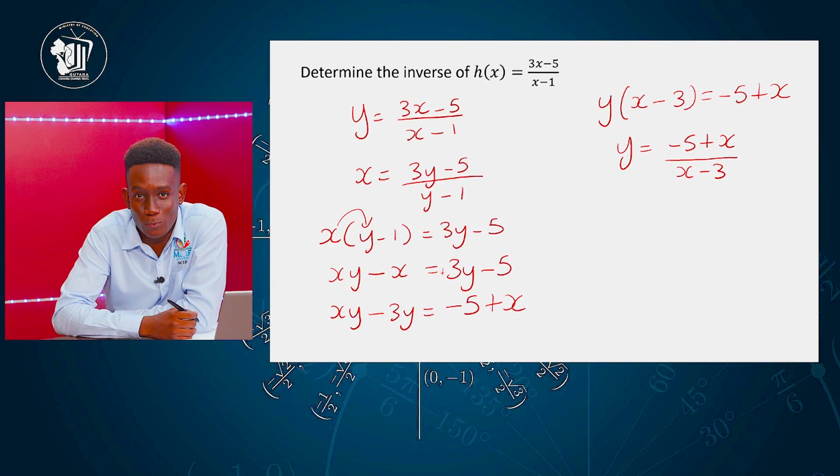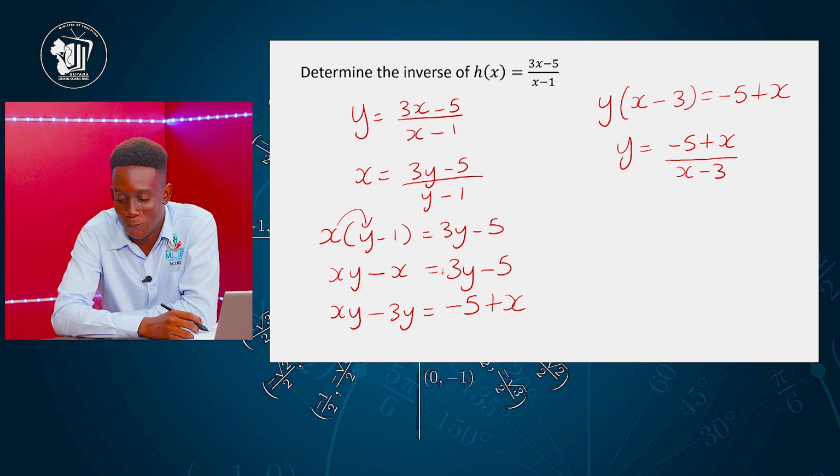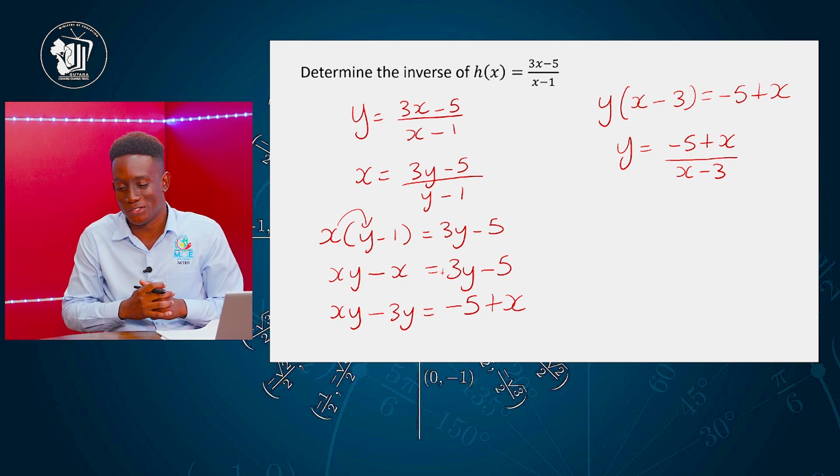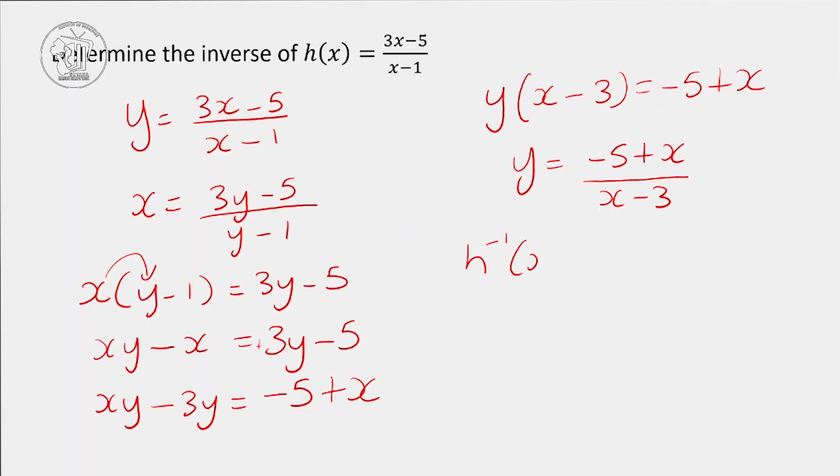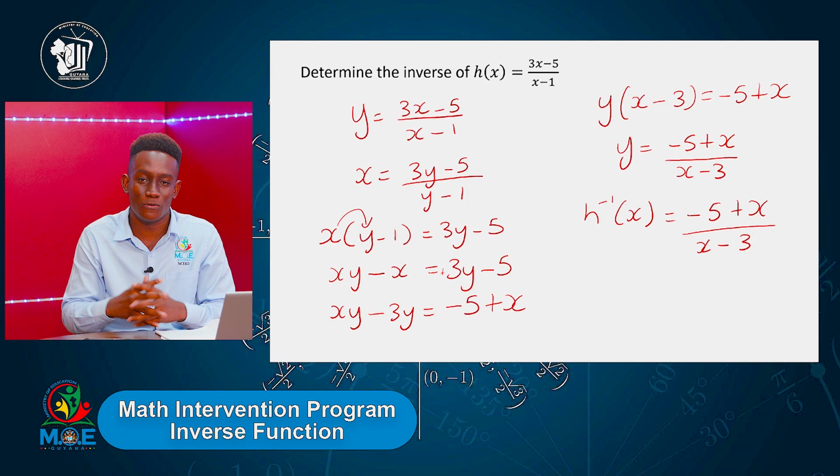And then the last step, we must remember to replace y with the inverse notation, which in this case will be h inverse of x, and that will be equal to negative 5 plus x, all divided by x minus 3. That is how we find the inverse of these kinds of functions.